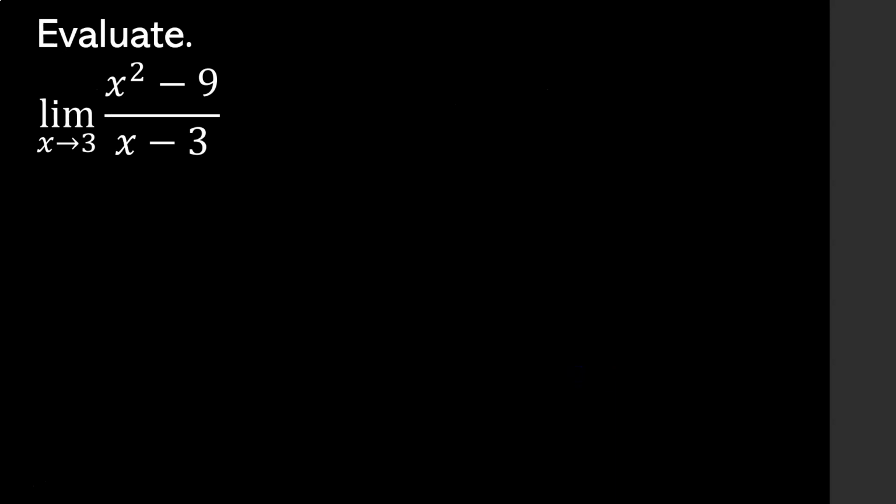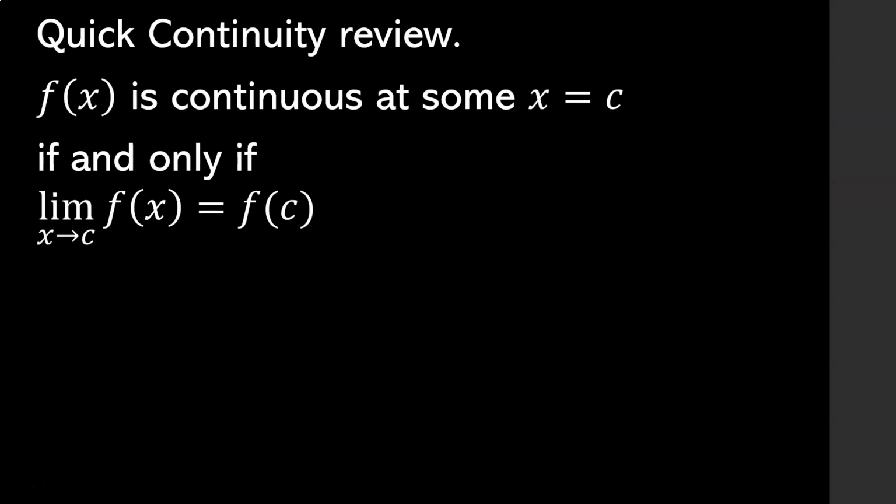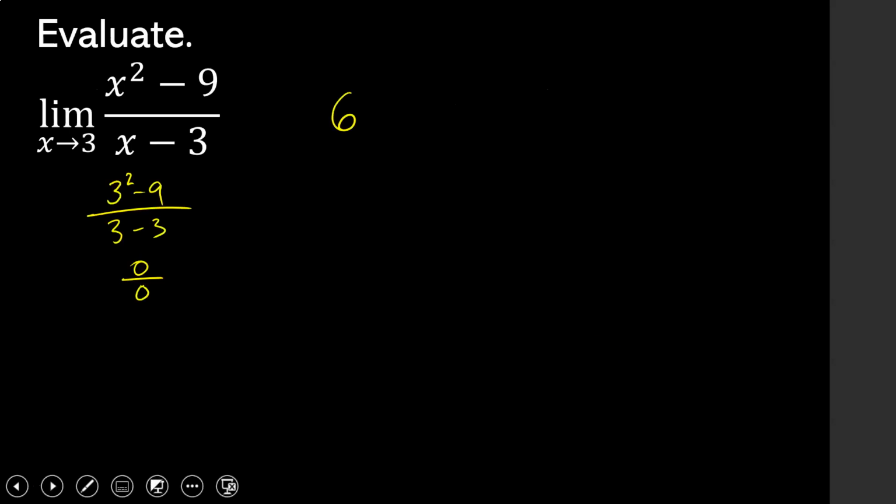So earlier, we did this limit using some algebra techniques, and we got 6. But let's see if we can use L'Hopital's rule. So in our head, or maybe let's do it on the paper first. So we'd substitute 3 squared minus 9 over 3 minus 3 is 0 over 0. Okay. We actually missed something there, and what we missed is that continuity. Really, we should be talking about continuity first. So let's go back and fix that.